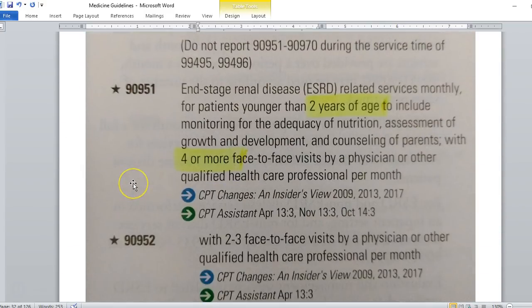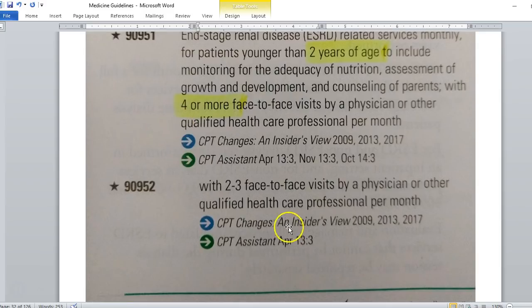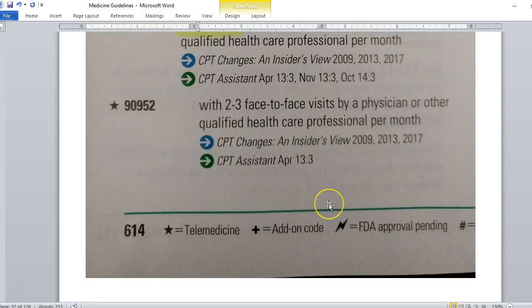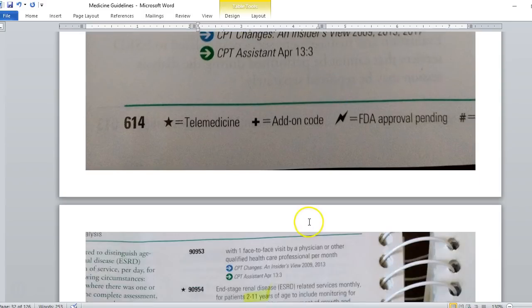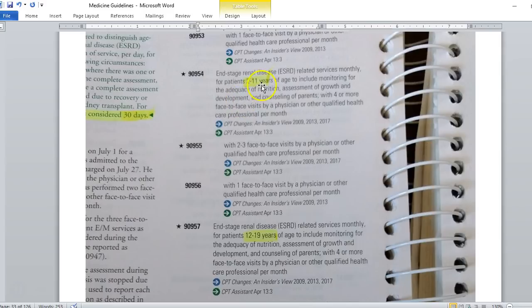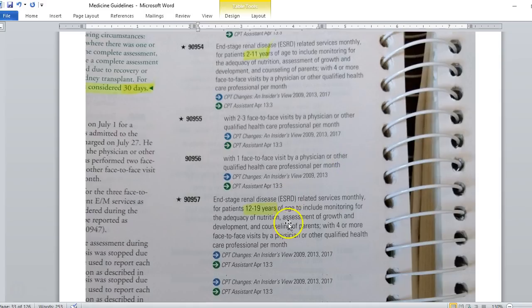When we get to the codes, what I like to do is highlight the age and the amount of face-to-face visits. And they go from the most face-to-face visits to the least. And this is backwards from what we're used to. So in evaluation management, we're used to, as the codes go up numerically, they go up in complexity. In this case, it's swapped. So the first code is 4 or more visits in the month. The first indented code is 2 to 3, and then the next one is 1 visit. Again, we have another set of codes, 2 to 11, with 4 or more, 2 to 3, 1.